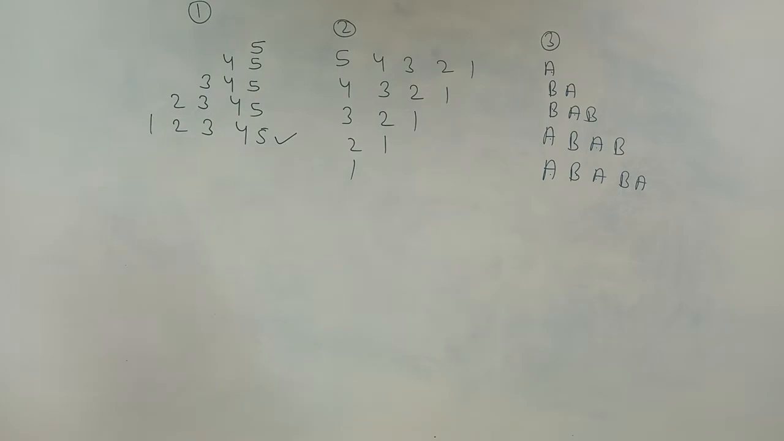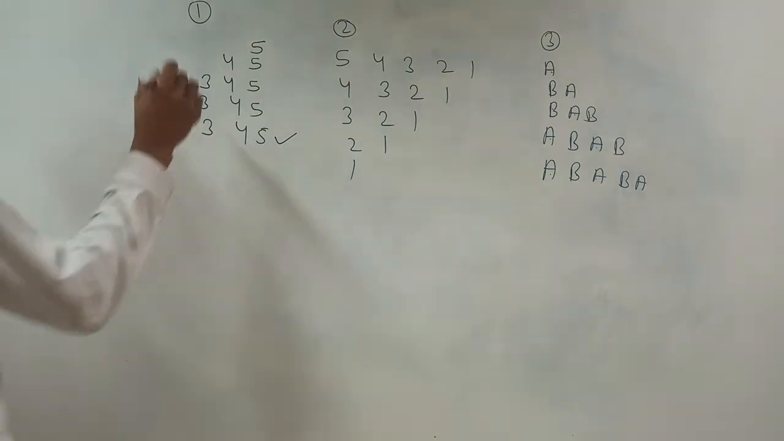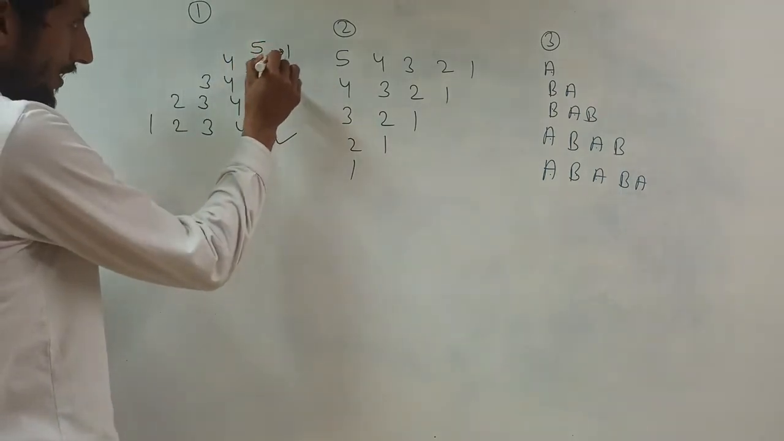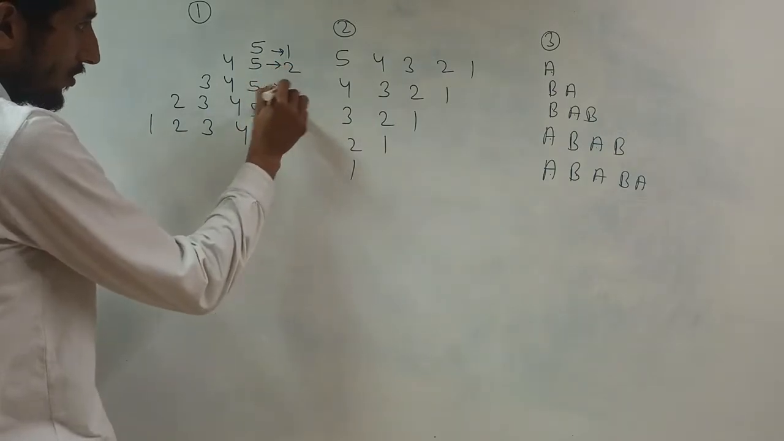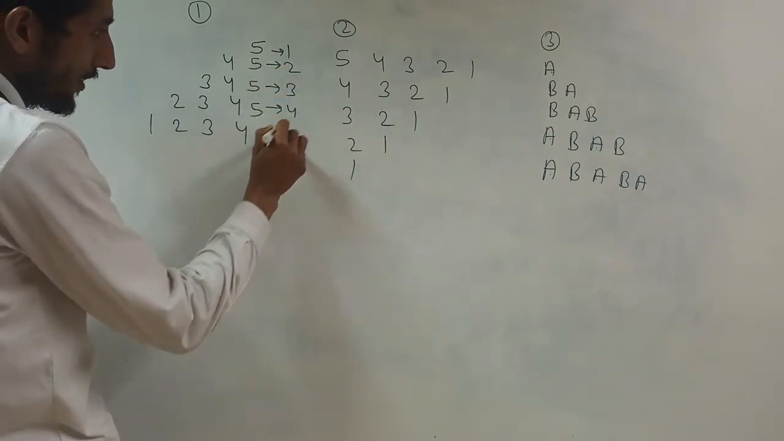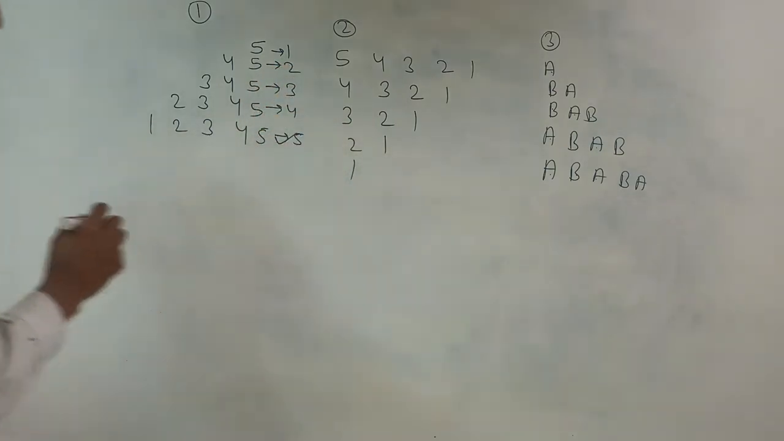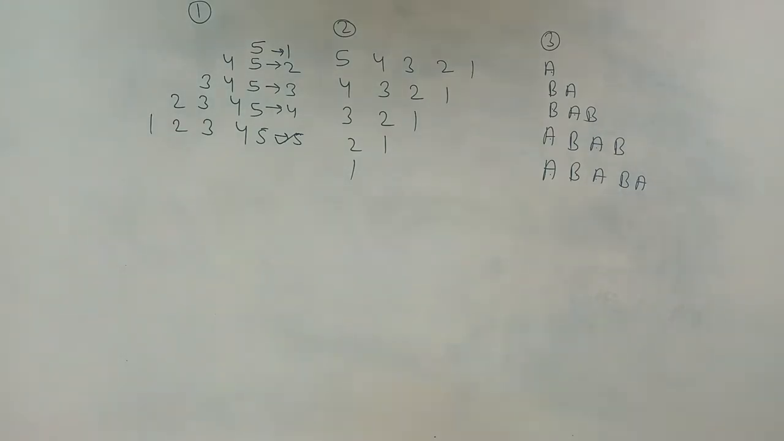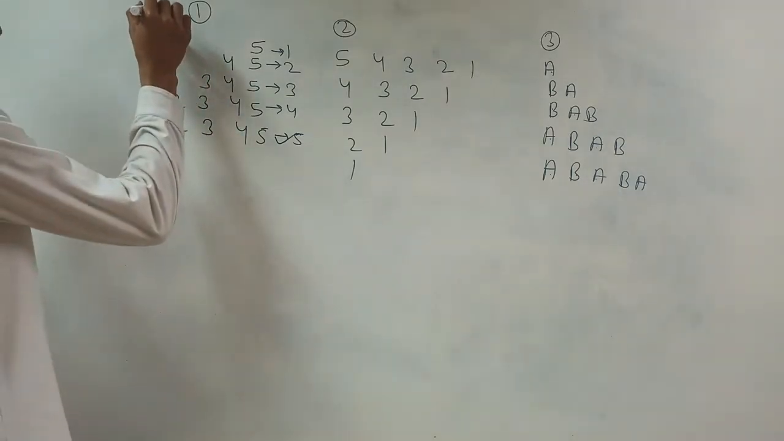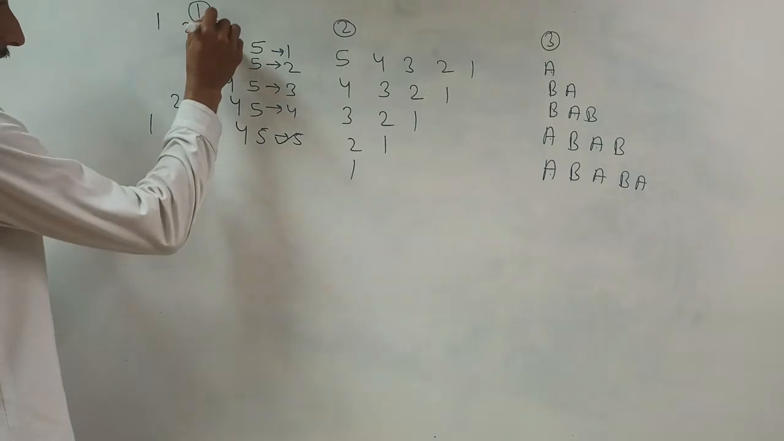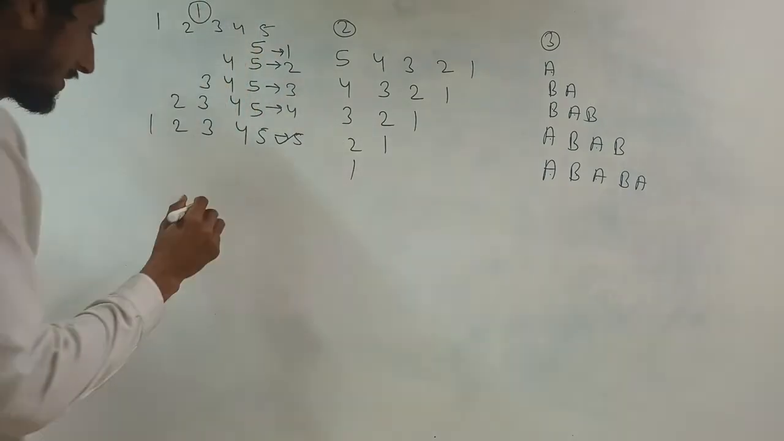So in the first pattern, what we have seen is, how many rows do I have? I have five rows: row number one, row number two, row number three, row number four, and row number five. How many columns do we have in every row? In every row we have five columns. So let me start.